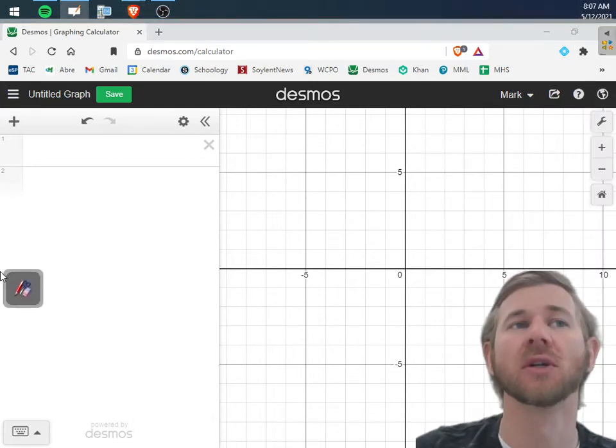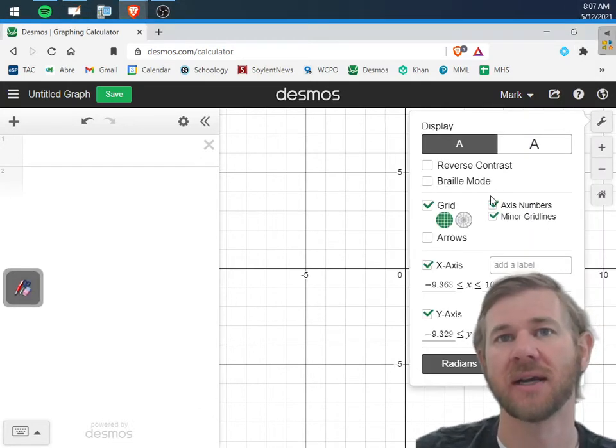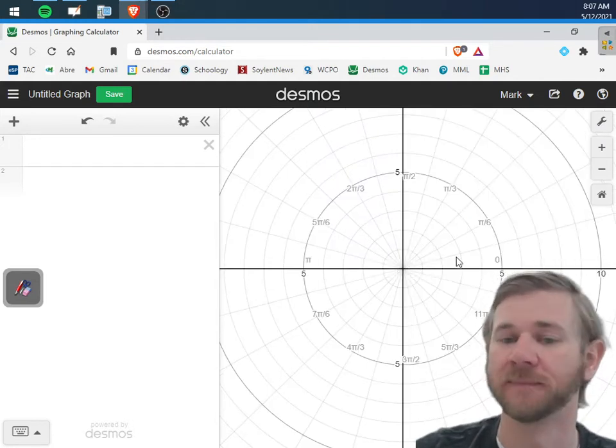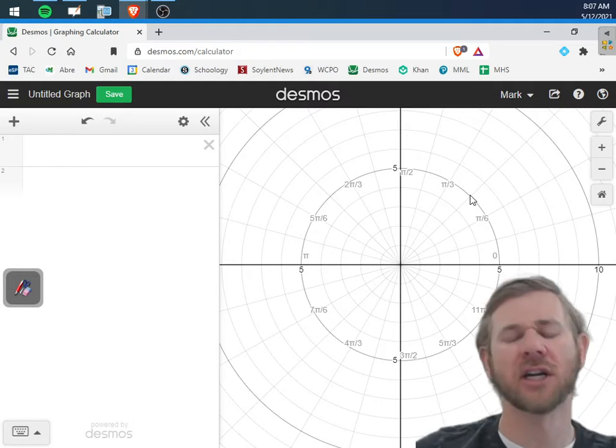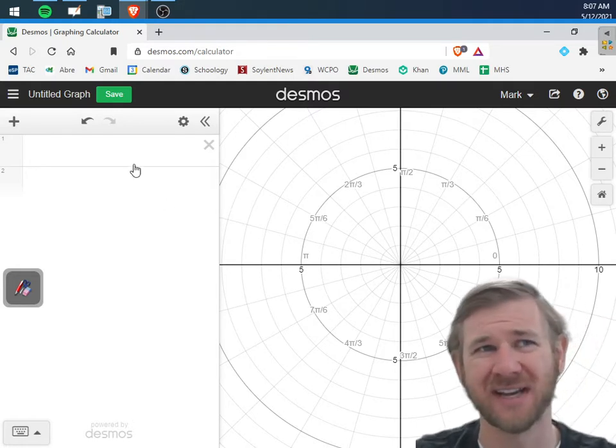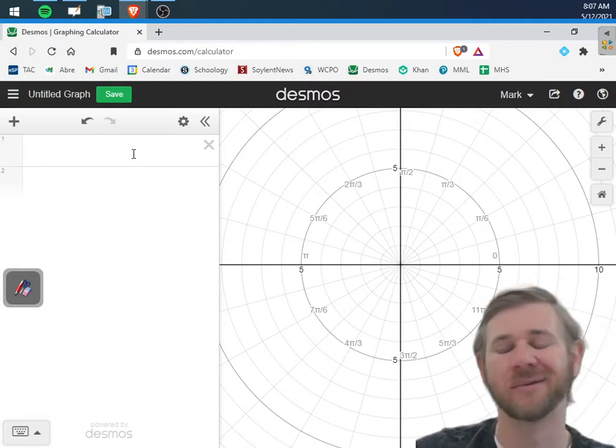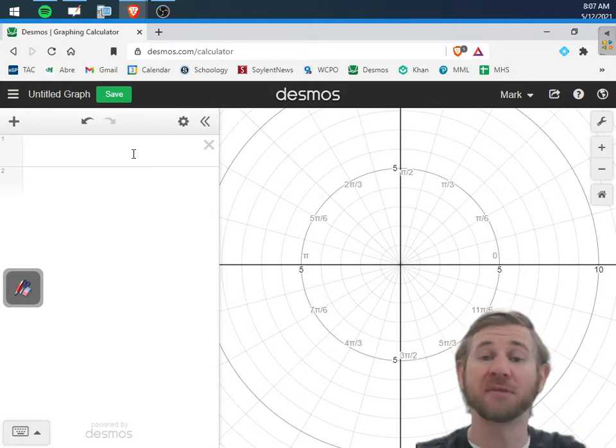We want to be in polar coordinates, so click the wrench, and notice you got this guy right here. That's the polar coordinate, so there you go. Now we're in polar, so it's a little different game. We talked about plotting points yesterday. Desmos actually won't plot points like it should, so that's not as cool, but it will plot equations, so we can do that.